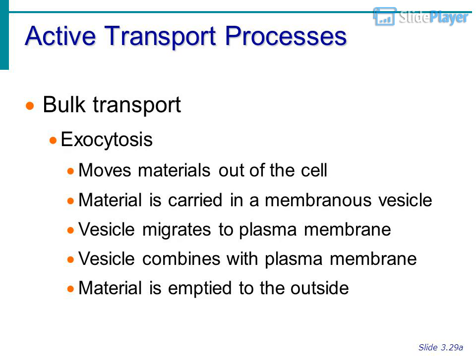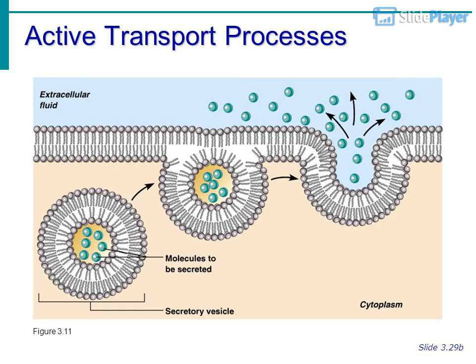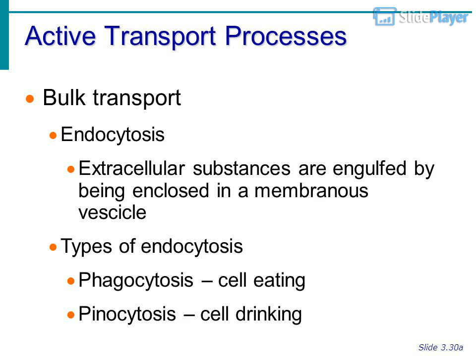Bulk transport. Exocytosis. Moves materials out of the cell. Material is carried in a membranous vesicle. Vesicle migrates to plasma membrane. Vesicle combines with plasma membrane. Material is emptied to the outside. Slide 3.29a. Active transport processes. Figure 3.11. Slide 3.29b. Active transport processes.